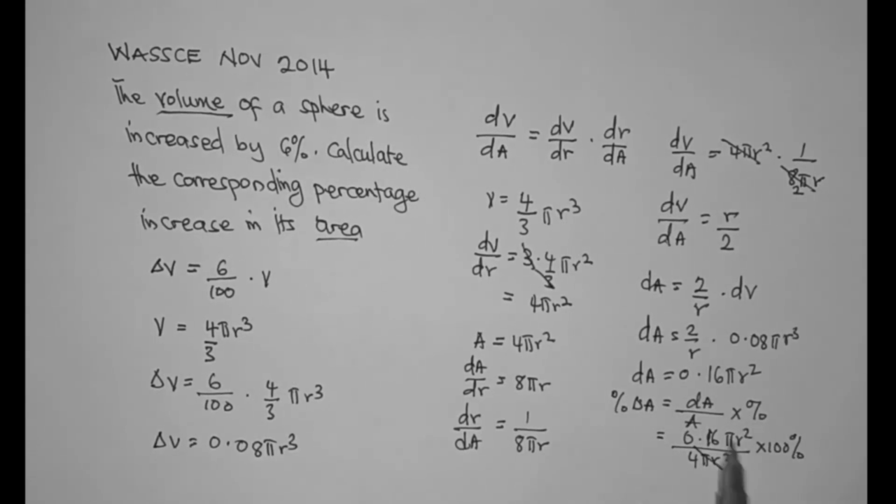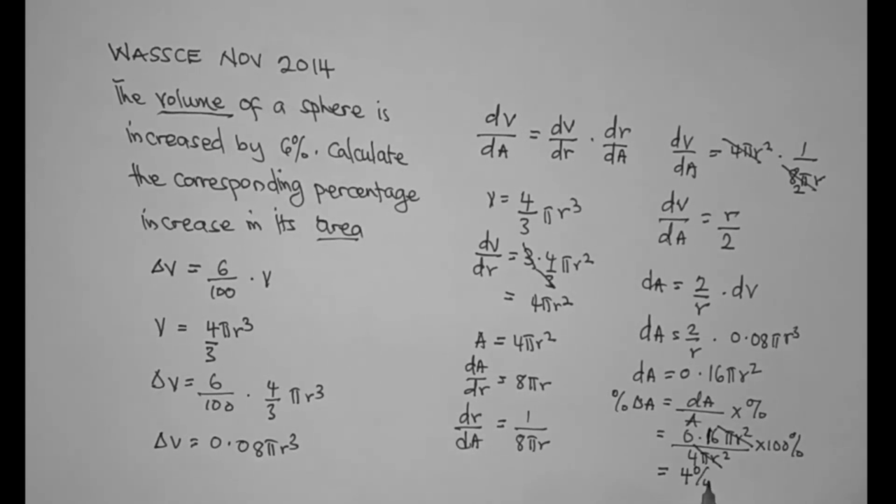So pi R squared and pi R squared will cancel. So we'll be left with 0.16 times 100% divided by 4. And this is equal to 4%.